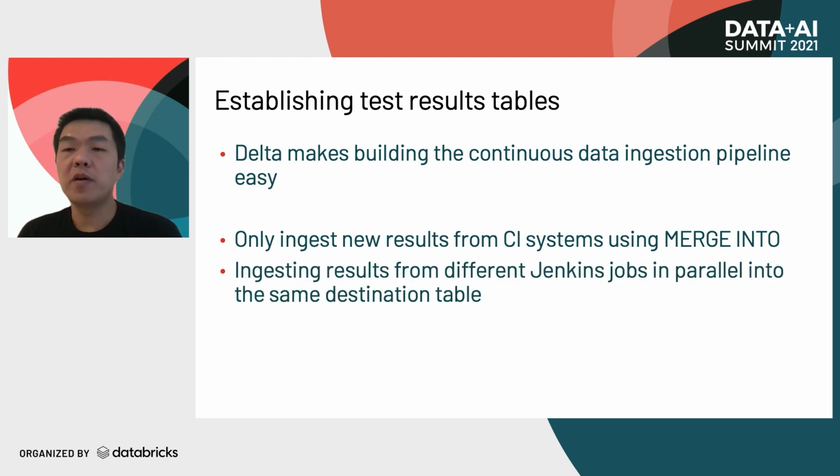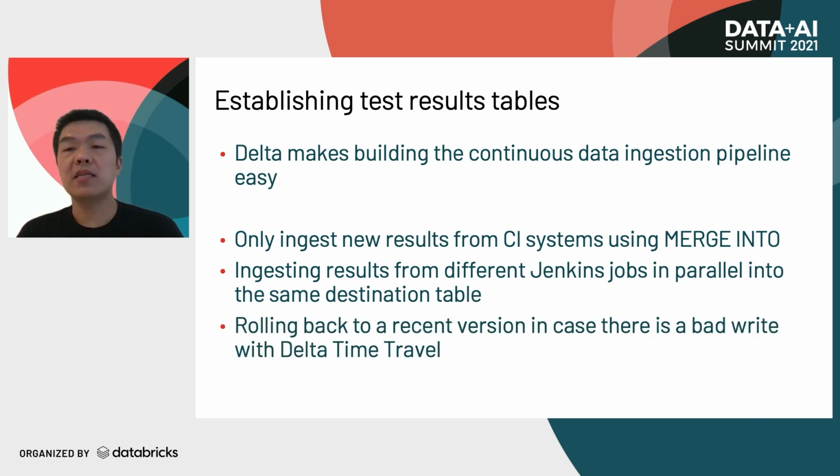Also, when we build the data pipelines, the test results are partitioned by different jobs. So we take advantage of the transactional support of Delta to have parallel data pipelines running to ingest data from different Jenkins jobs into the single destination table. And finally, in case any bad write happens, we can use Delta time travel to roll back to a recent version and refill the data.